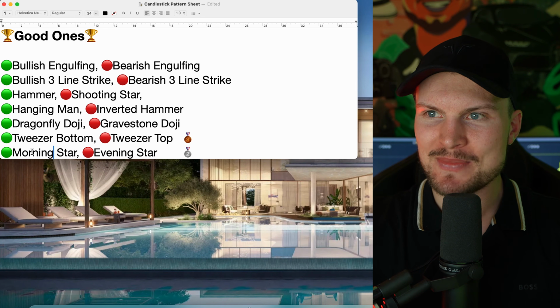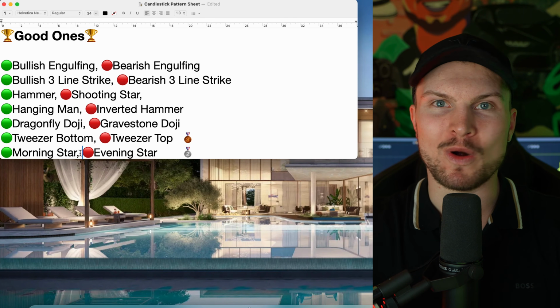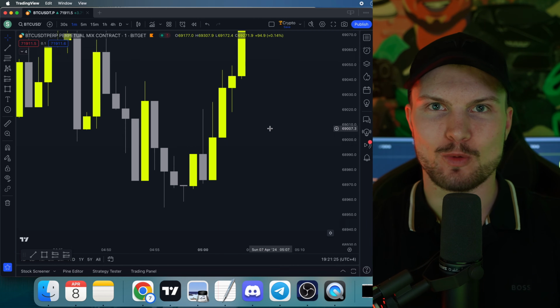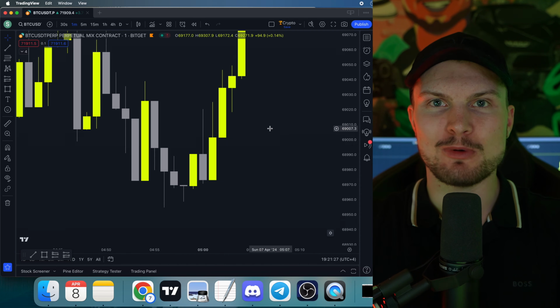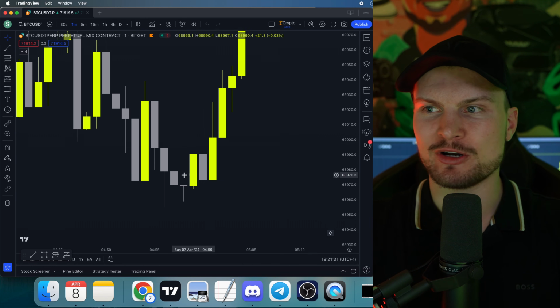We have the morning star and the evening star. This one is a little bit more advanced. However, once you figure out how to use it, you will love it. Let's start with the morning star, which is a bullish pattern, which most of the time happens when you have a move coming down and then a morning star.